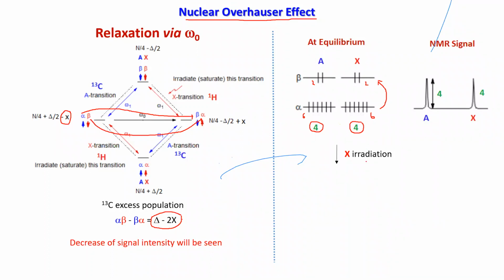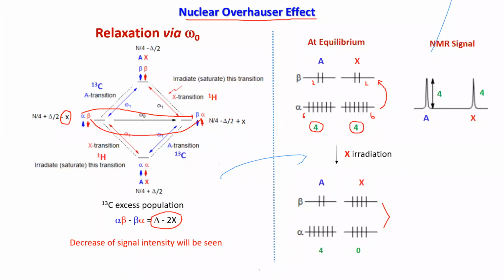Quickly, to have the saturation, how many nuclei do I have to move from here to here? Two, sir. Two nuclei, right? Yes, two nuclei. So that is the case. Now you have beta state 4 nuclei and alpha state 4 nuclei for X. Your A has the nuclei distribution as before, because you are not influencing A. You are just quickly irradiating X to have the saturation.